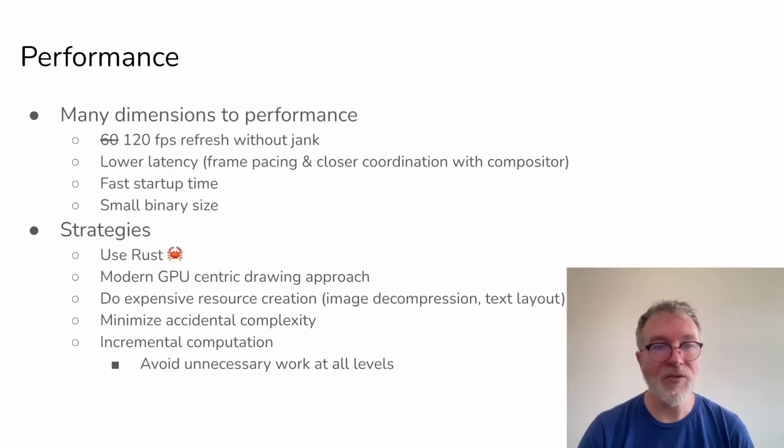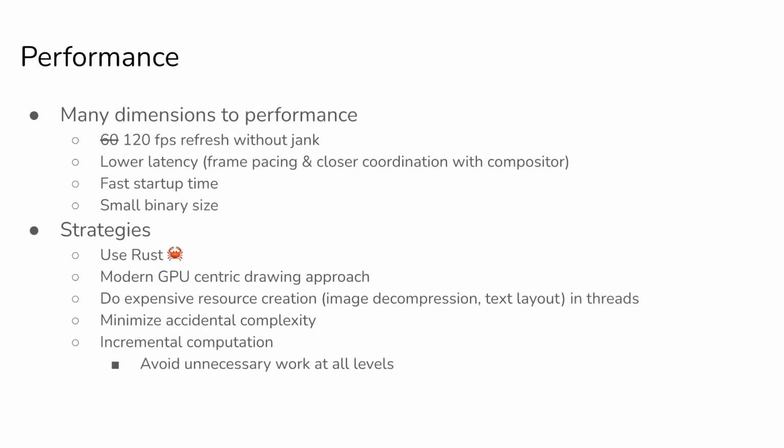Another thing that's really important is to utilize the threads that are available. I mean, the computer I'm typing on is a Mac M1 Max, I guess it has like 10 cores or something like that. So traditionally, UI is often single-threaded, and so you're really not using the capabilities of the hardware. So what are the expensive resources? Images. You need to decompress the images, and you need to do text layout.